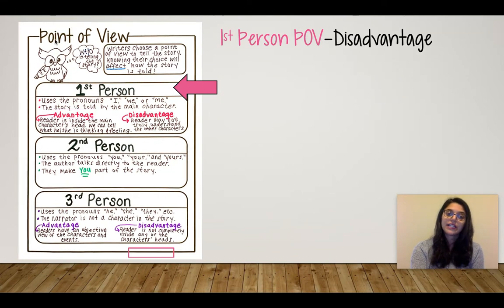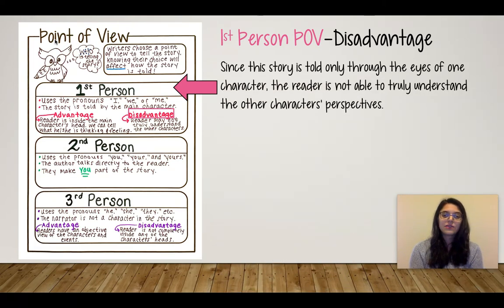There is a disadvantage though. The reader may not truly understand the other characters in the text. Since this story is told only through the eyes of one character, the reader is not able to truly understand the other characters' perspectives. So you get to really know one character, but the other characters you don't know as well. So you really can't determine their perspective as well as that one character.